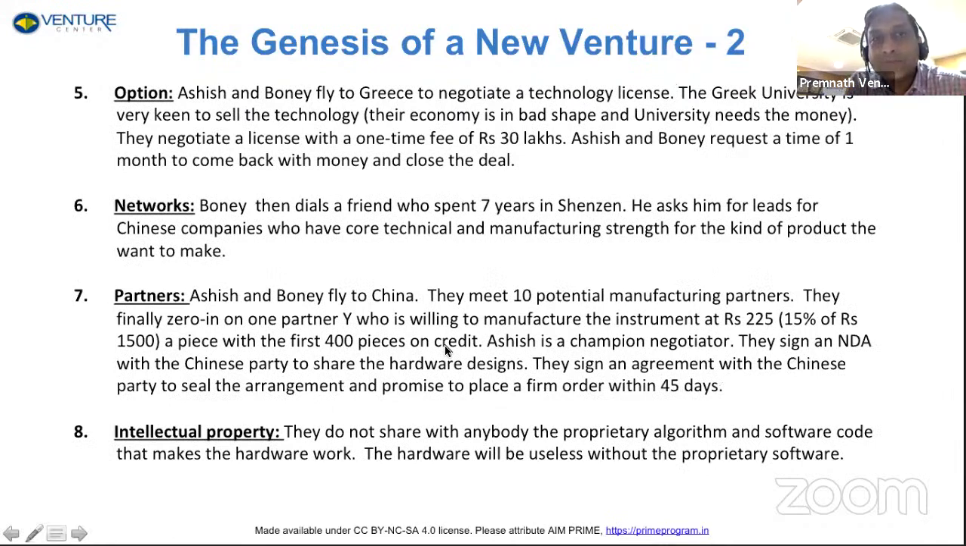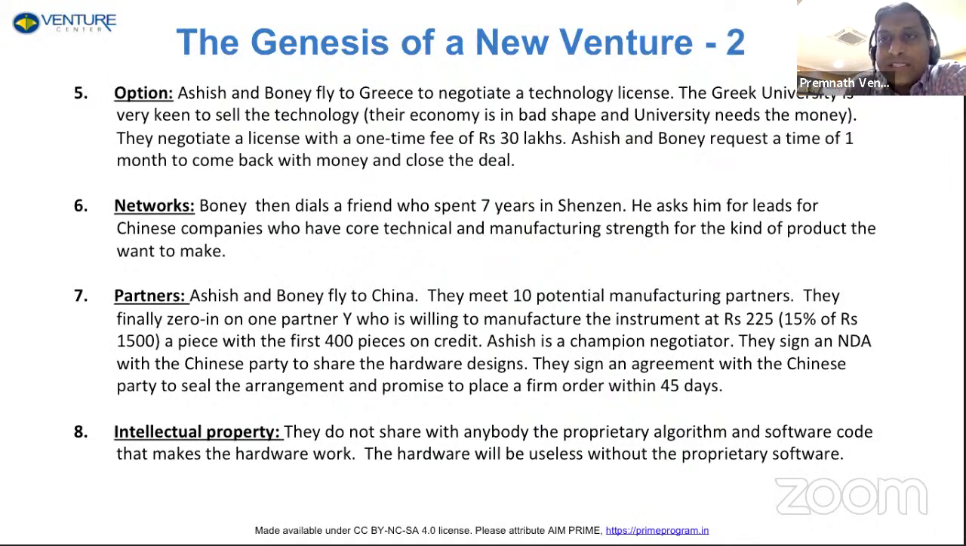The next thing they do is both of them fly to Greece to negotiate a technology license, right? The Greek university is very keen to sell the technology. Their economy is in bad shape. The university needs the money. They negotiate a license with a one-time fee of rupees 30 lakhs. Say, we'll give you 30 lakhs, right? We don't have the money right now, but within a month, we'll give you 30 lakhs.